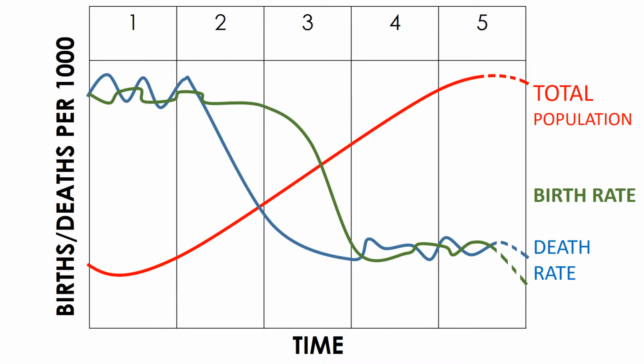As you can see from this picture, it measures birth and death rates per 1,000 and total population change over 5 stages. The later stages of the line are dotted because they're a future prediction about how population will develop in the future.